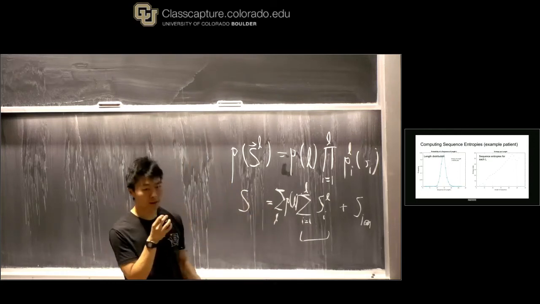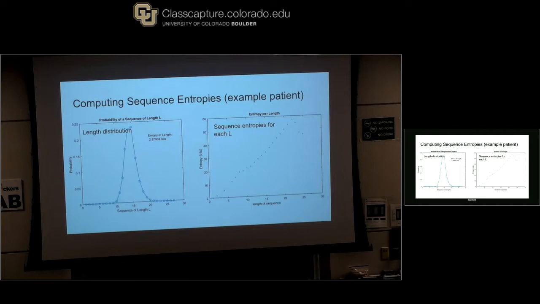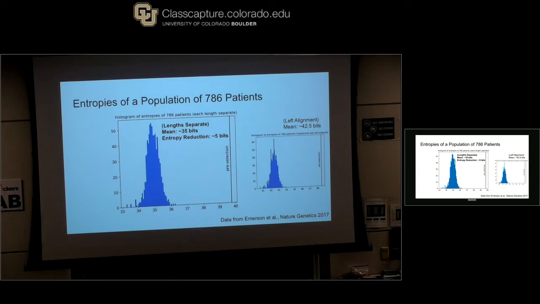So what can we do with it? The first thing we did was to apply this to a data set containing a cohort of around 700 patients, and this is shown on this slide. We found that the sequence entropies for different patients are distributed around a value of around 35 bits. And if we apply the same method to the pre-selection distribution, we find an entropy reduction of around 5 bits. And perhaps if we believe these kinds of estimates, we can find some kind of biological correlate between different parts of this distribution.